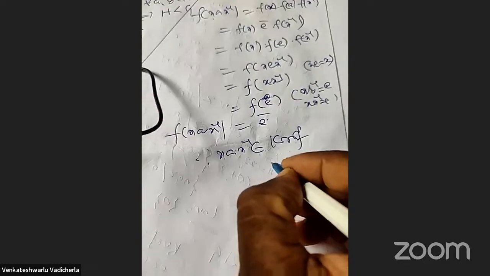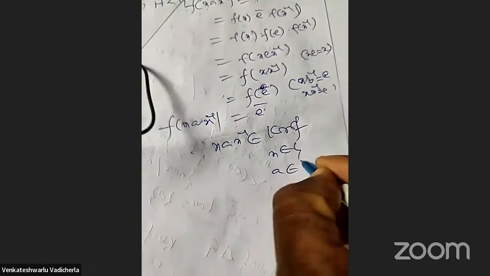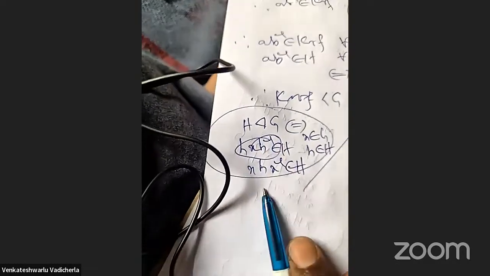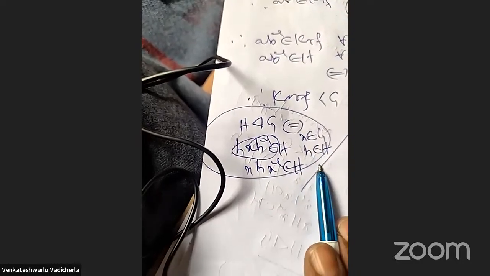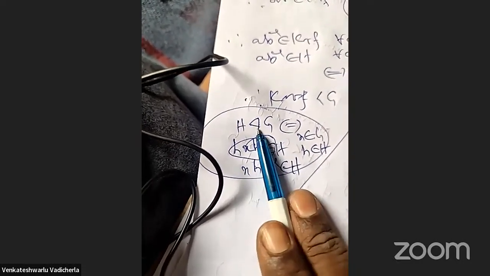So x is an element of G, and small a belongs to kernel f. What is the normal subgroup definition? x h x inverse belongs to H, where small x is an element of G and small h belongs to capital H. Then H is a normal subgroup of G.